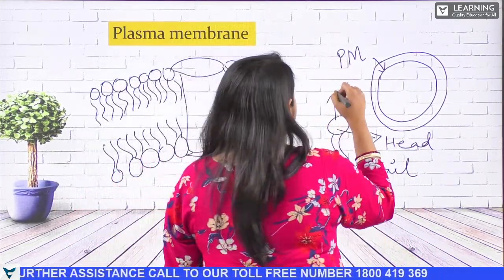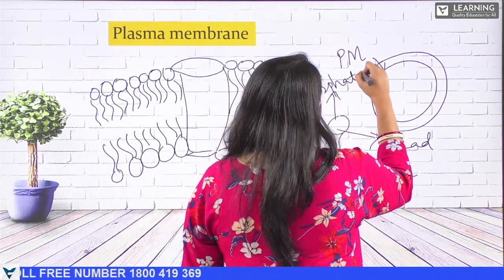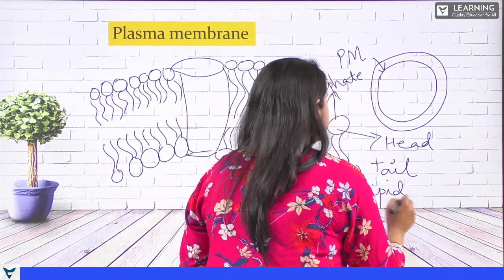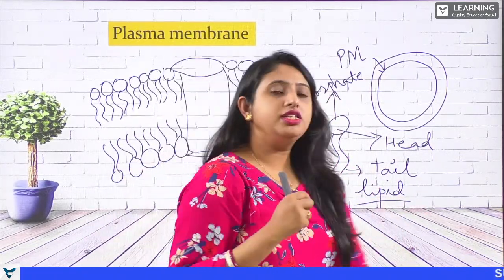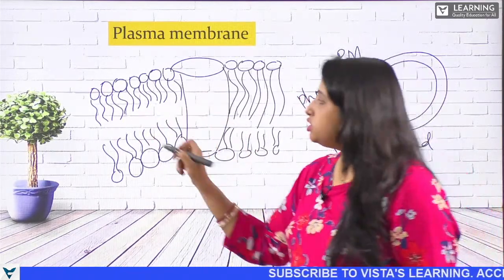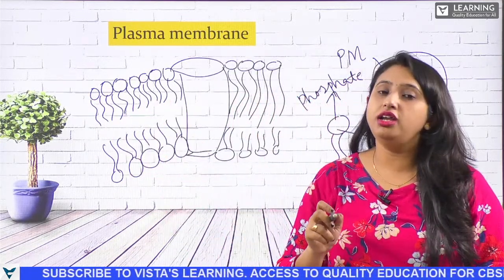The head is made up of phosphate, whereas the tail is made up of lipid. So inside this plasma membrane, mostly it is lipid. It has a lipid bilayer.